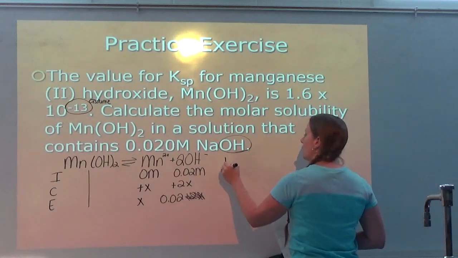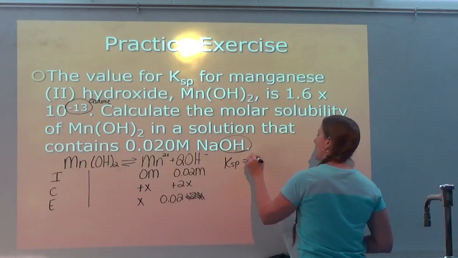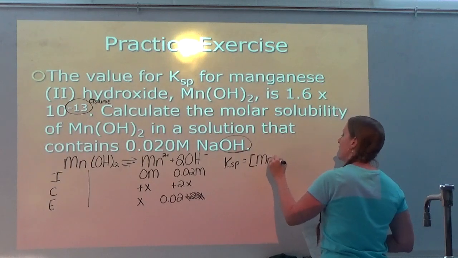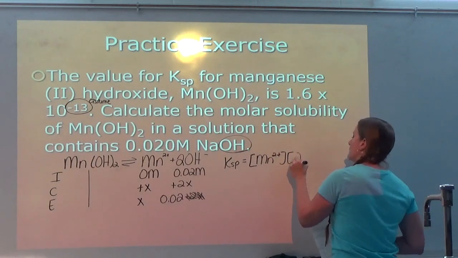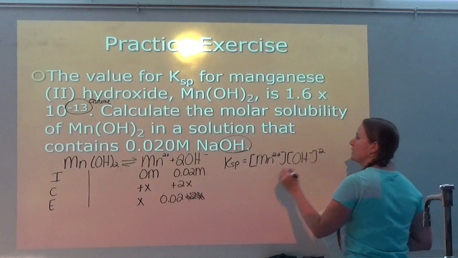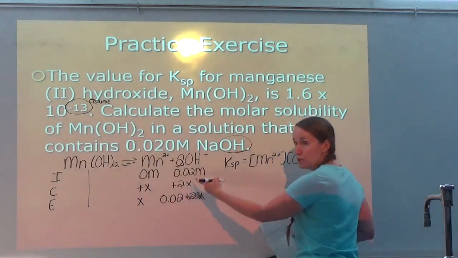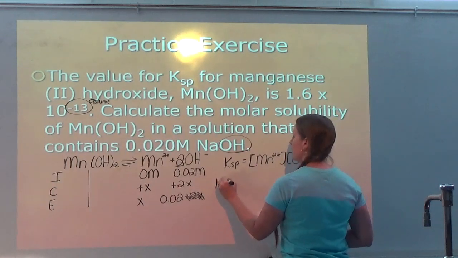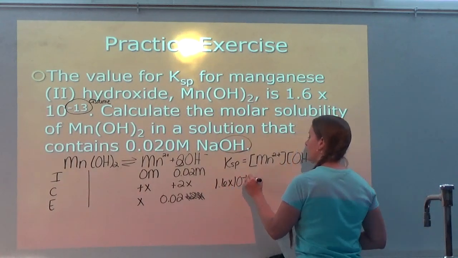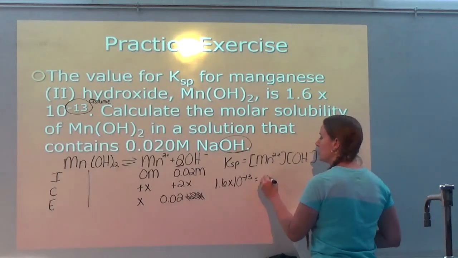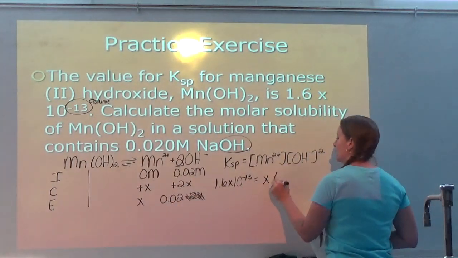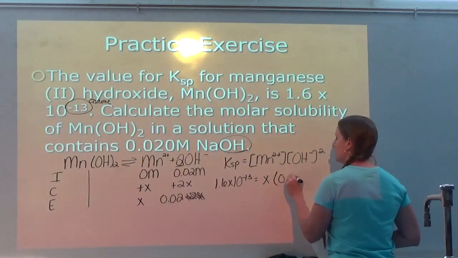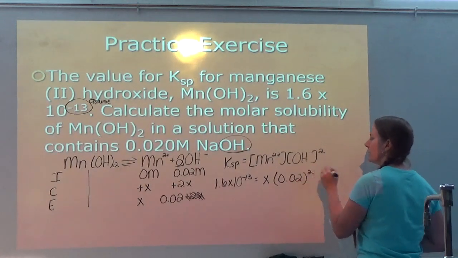So what I end up having is my KSP is my concentration of Mn ions times concentration of hydroxide, but I'm going to square it because of that 2. So you do the 2x and you square it. And so then I plug in. My KSP is 1.6 times 10 to the negative 13. My manganese is just x, and my hydroxide is 0.02, but I'm going to square that.